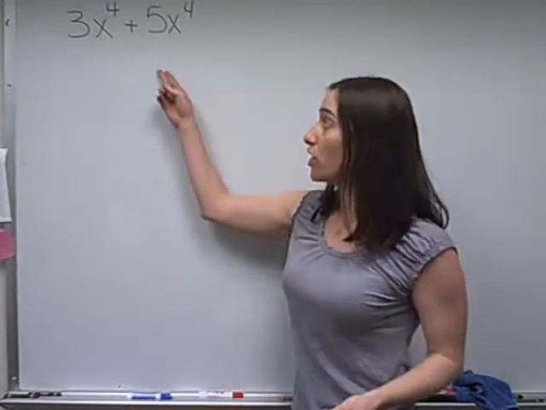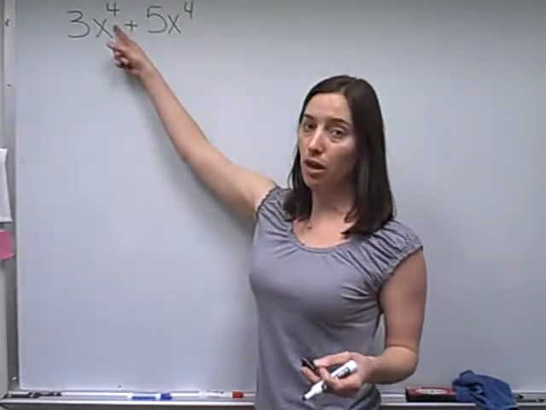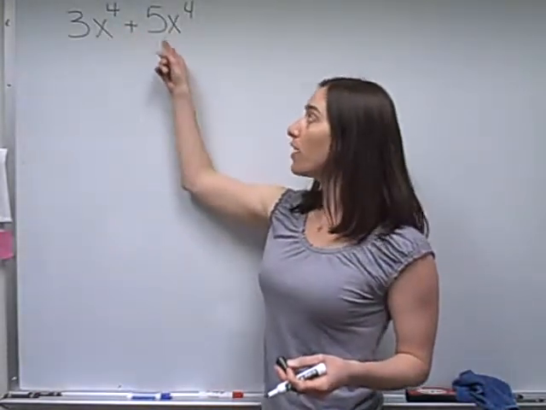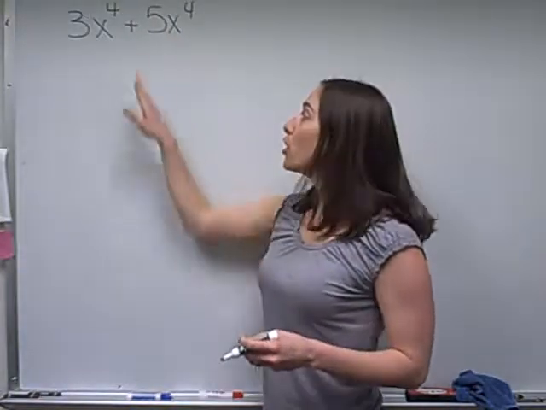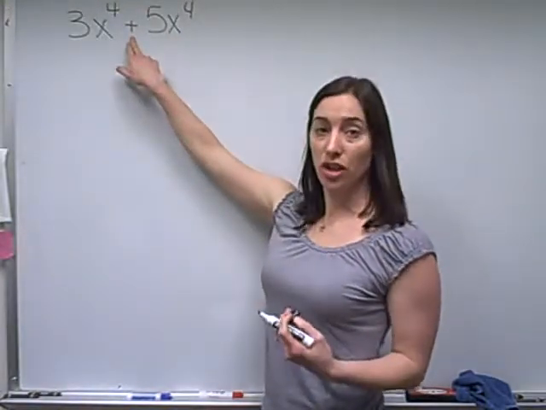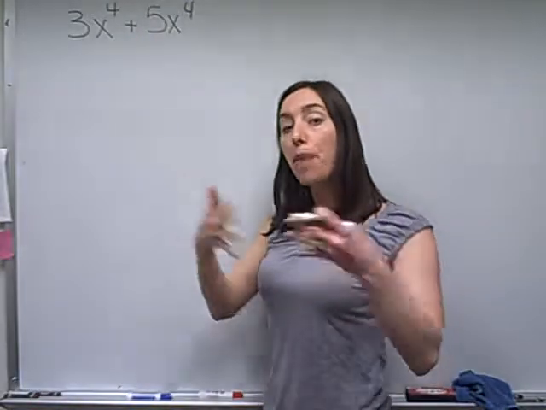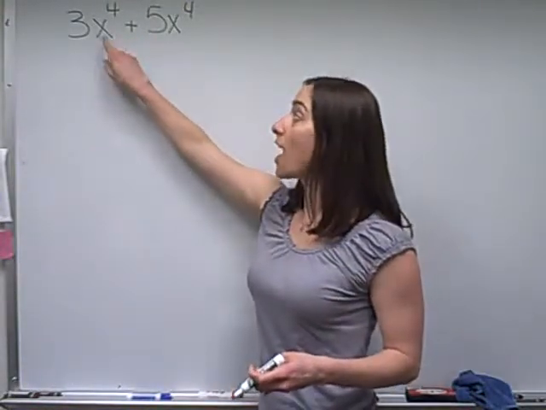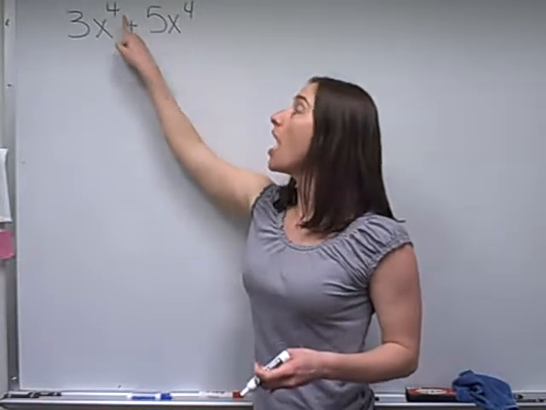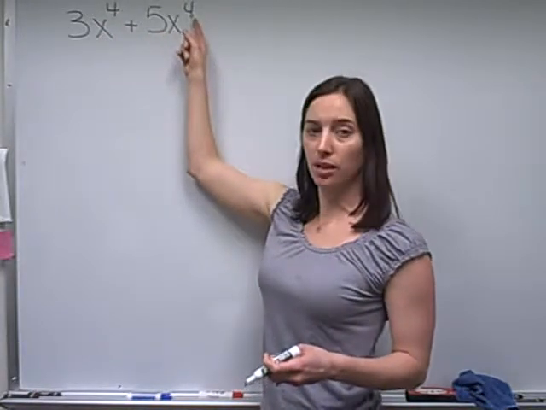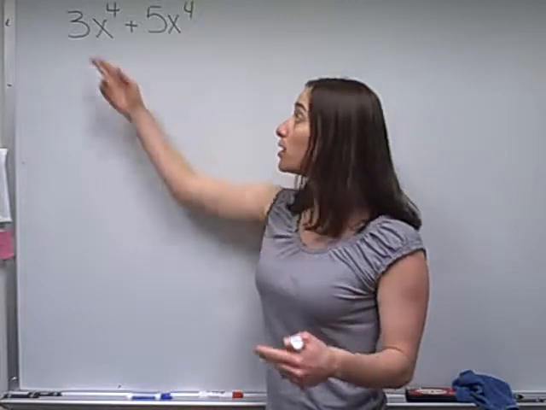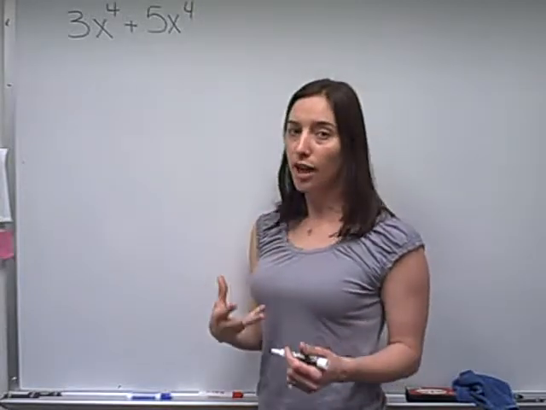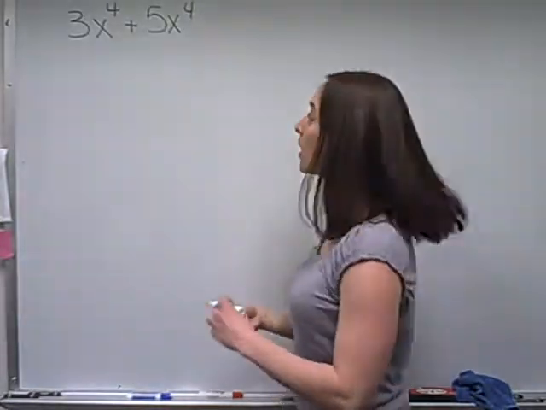In this expression, I have 3x to the fourth being added to 5x to the fourth. So the operation is addition. This is telling me I need to combine like terms if possible. And since the first term has an x to the fourth, and the second term also has x to the fourth, the variable components of those terms are identical, so they're like terms and they can be combined.